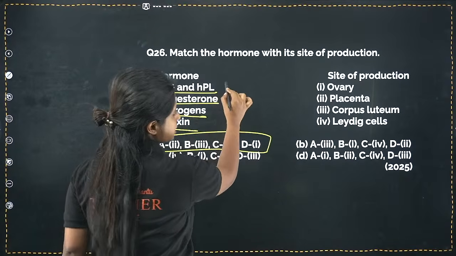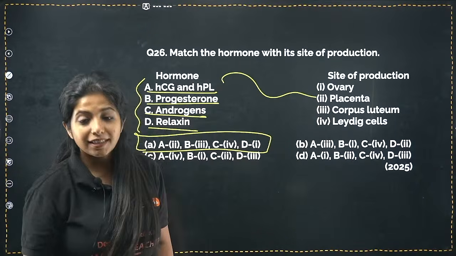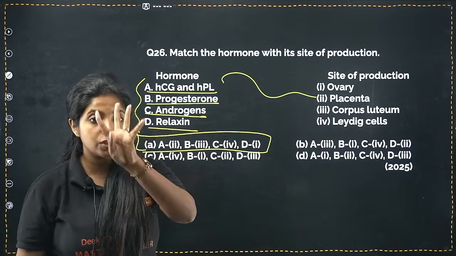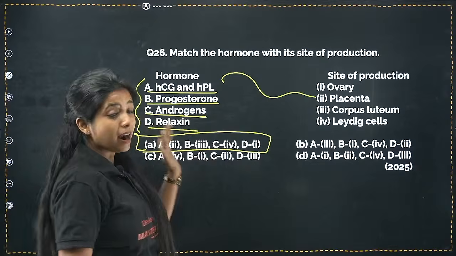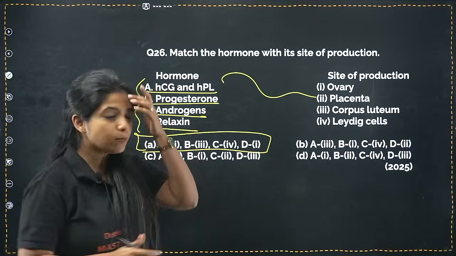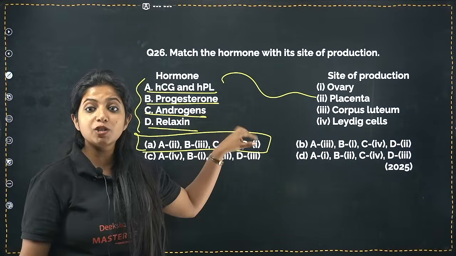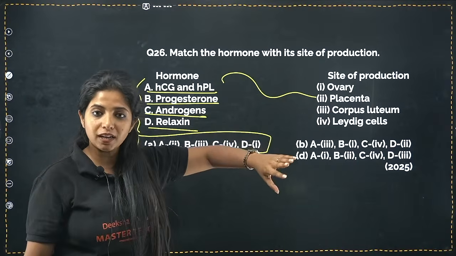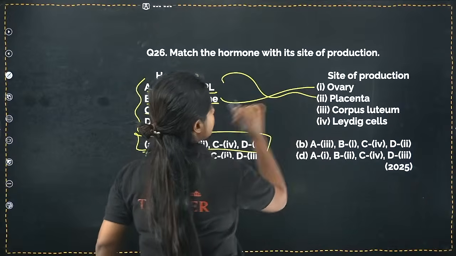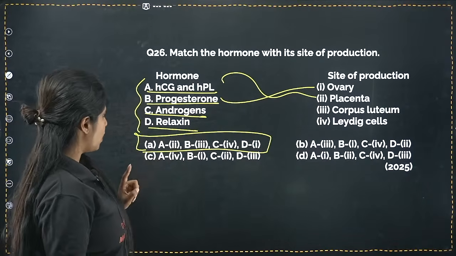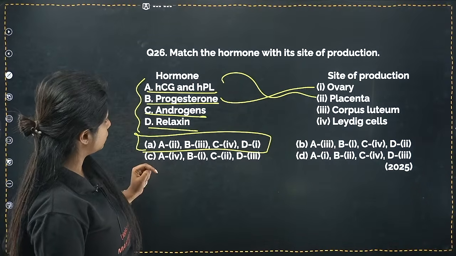HCG and HPL are produced by your placenta. They are placental hormones. There are 4 placental hormones in total: HCG, HPL, estrogen and progesterone. Apart from that, before the placenta is formed, progesterone is released by the ovary. After the placenta comes, progesterone is released by the placenta itself, but before that it is the ovary that does it. So B goes with 1.